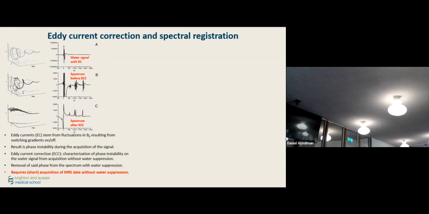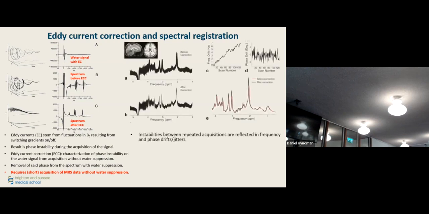This is typically embedded within the acquisition of the signal. It's a box that we check. So we make sure that we have a water reference with which to do the eddy current correction.